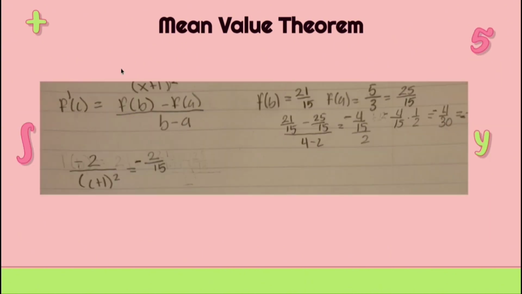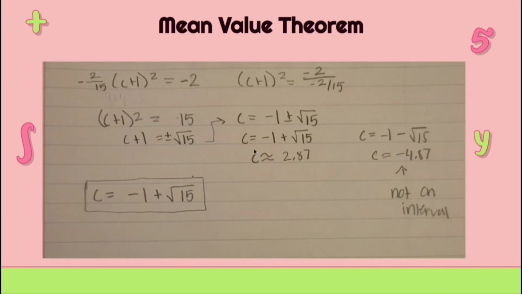When we continue, we know we need to find f prime of c equals f of b minus f of a over b minus a. Now, to solve this, we got negative 4 over 30, which simplifies to negative 2 over 15. Now we sub in c for x, and we'll get negative 2 over c plus 1 squared equals negative 2 over 15. Cross multiplying to continue, we will end up getting c equals negative 1 plus the square root of 15, and c equals negative 1 minus the square root of 15. And when we solve that, we get c equals 2.87, and c equals negative 4.87.